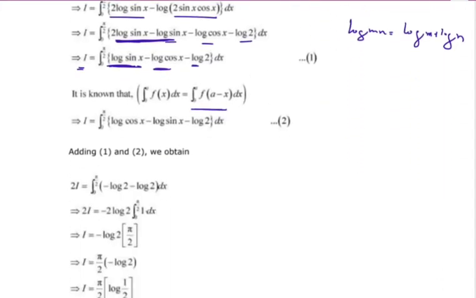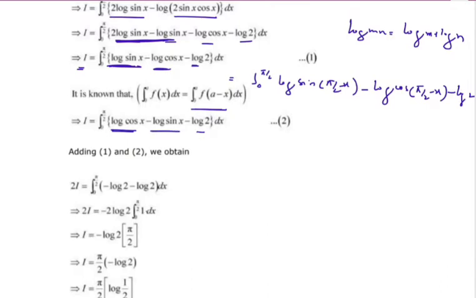So I, which is equal to what we can write here, the integral from 0 to pi by 2 of log sin of pi by 2 minus x minus log cos of pi by 2 minus x minus log 2. So pi by 2 minus x can be converted to give log cos x, log sin x, log 2 dx. This is equation 2, and that is equation 1.